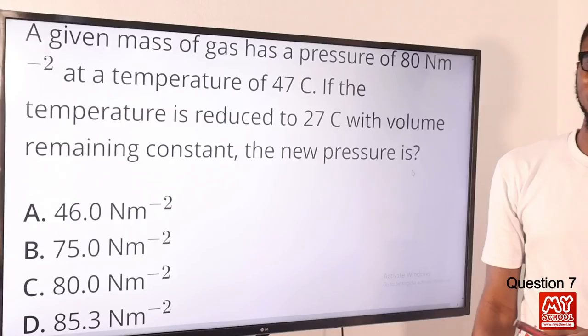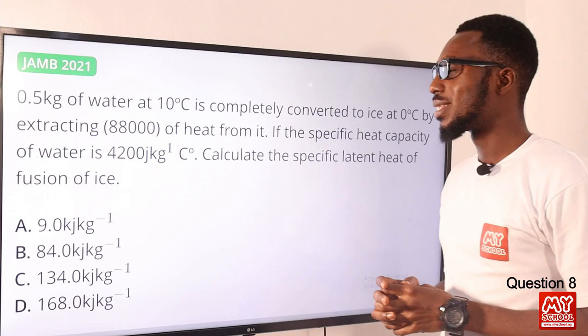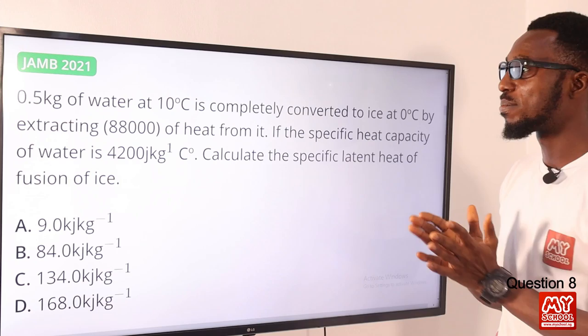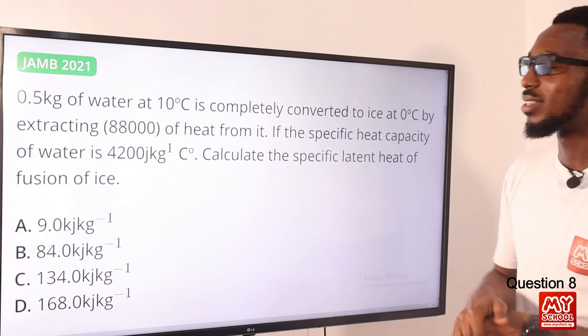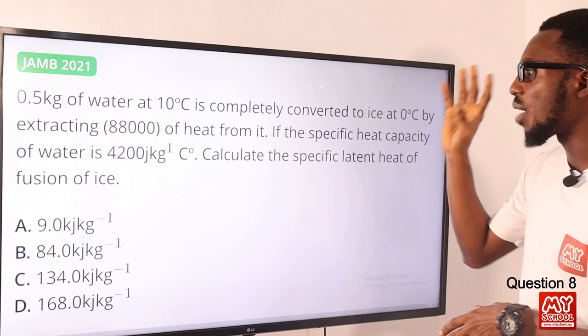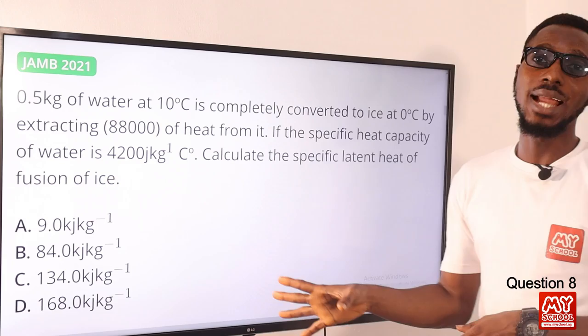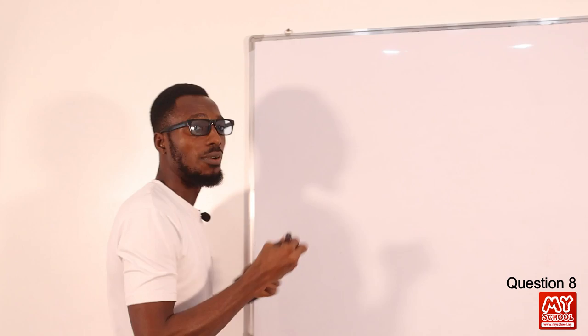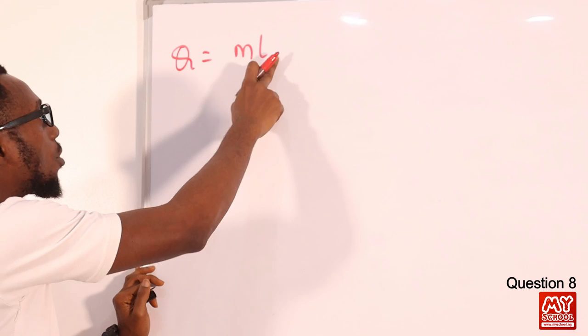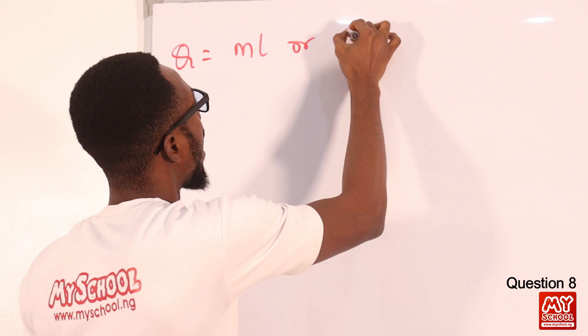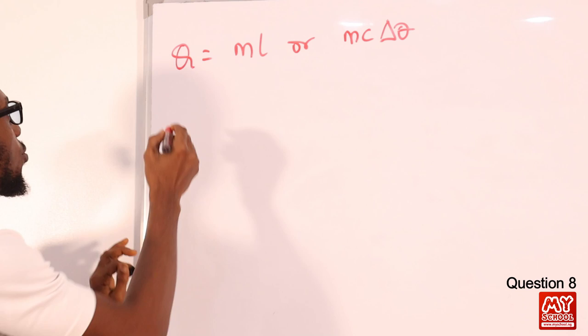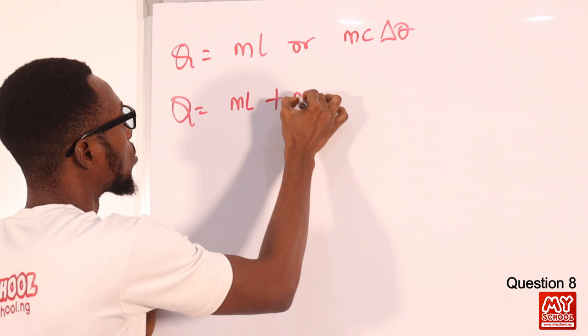Question 8. 0.5 kg of water at 10 degrees Celsius is completely converted to ice at 0 degrees Celsius by extracting 88,000 joules of heat from its units. If the specific heat capacity of water is 4,200, calculate the specific latent heat of fusion of ice. Remember that the quantity of heat evolved for latent heat of fusion, Q equals ML, where L is the latent heat of fusion and M is the mass. You also recollect that we have Q equals MC delta theta. So if I bring these two together, I have Q equals ML added to MC delta theta.